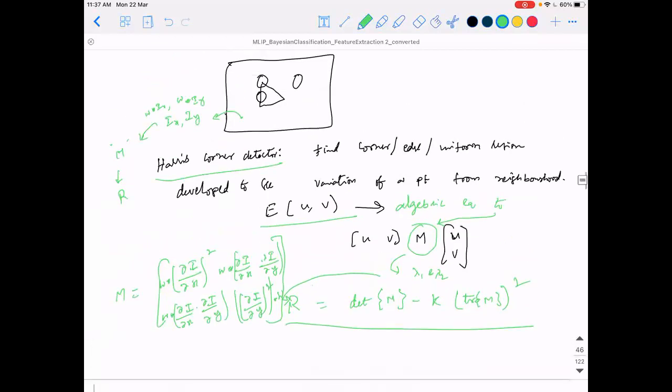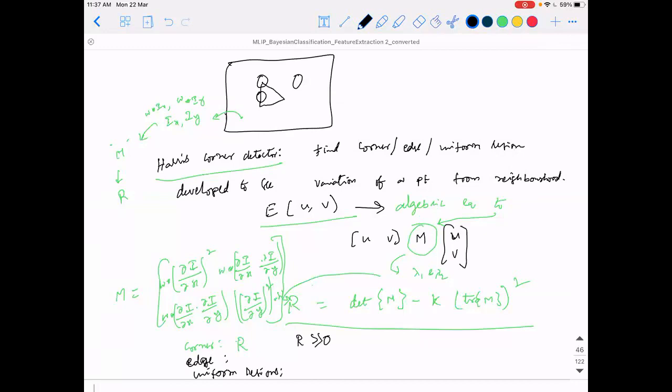Any questions on this, please quickly ask. When do we say this is a corner point? When R is what for a corner? I need quick answers. For a corner, what is R? And for an edge point, and for uniform regions? For a corner, it is large and positive. R is greater than 0 and much greater than 0.